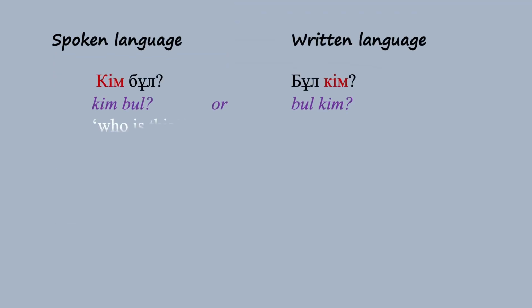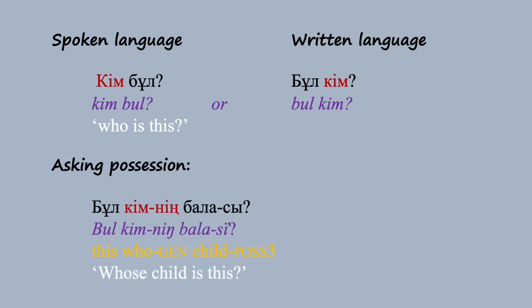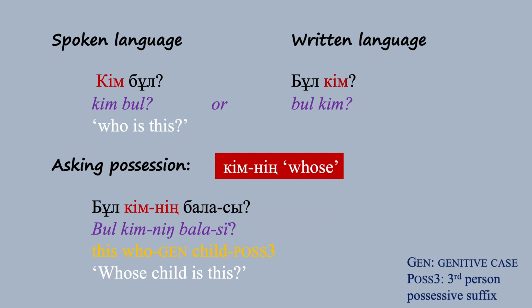In some cases, especially in the spoken language, the word order of an interrogative sentence is not rigid or inflexible. Mostly, if the question words function as predicates, you can start your sentences with the question words. So you can say, "Кім бұл?" or "Бұл кім?" Who is this? Finally, when you ask about someone's belongings or possessions, the interrogative words take the genitive case, corresponding to English whose. Example, "Бұл кімнің баласы?" Whose child is this?